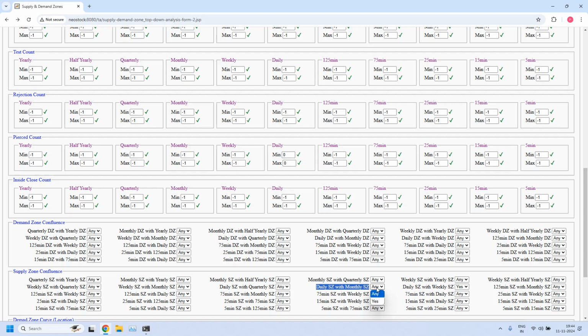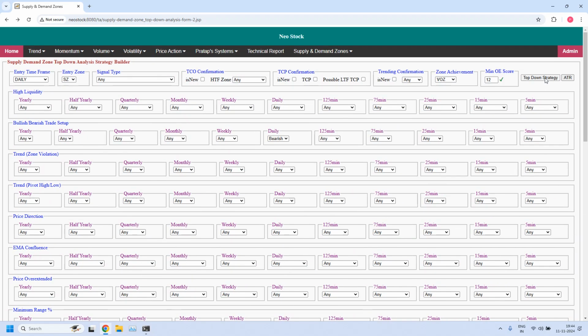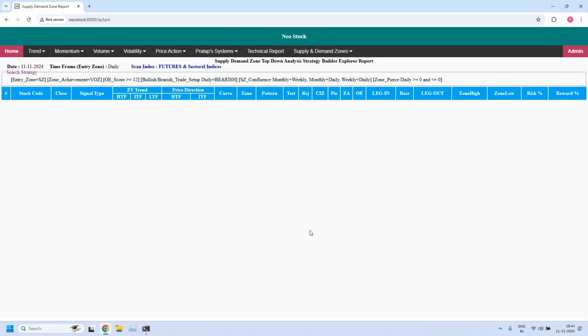Next, daily supply zone with monthly supply zone confluence. Weekly supply zone with monthly supply zone confluence. All the filters are enabled. With this, we did not get any stocks. So that means no stocks are currently supporting LTF, ITF, HTF supply zone confluence.